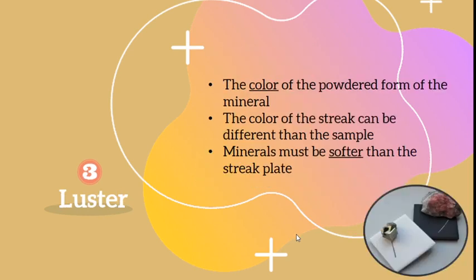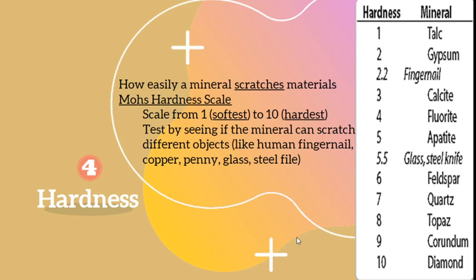The third one, we have streak. This is the color of the powdered form of the mineral, and the color of the streak can be different than the sample. As you can see, let's say for example, this is the mineral, let's say it is color pink, and the powdered form looks like color white. Again, the color of the streak can be different than the sample, and minerals must be softer than the streak plate.